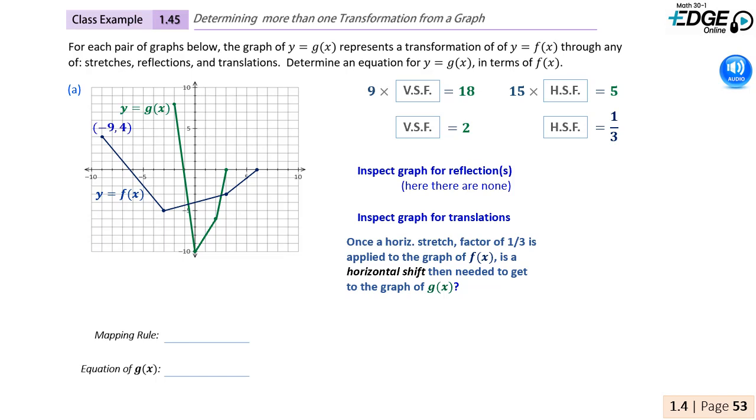Let's follow the point -9 and 4. As we stretch it by 1/3, we see that it ends at -3 and 4. The point 6 and 0, stretched by 1/3, ends at 2 and 0. In order for our endpoints to align horizontally, we will need to shift our graph one space to the right.